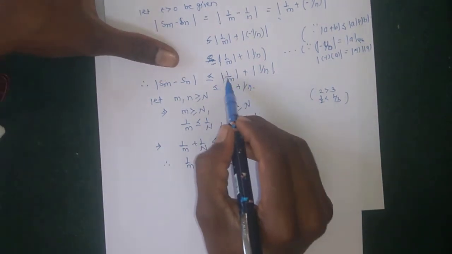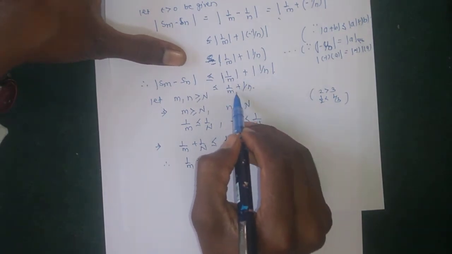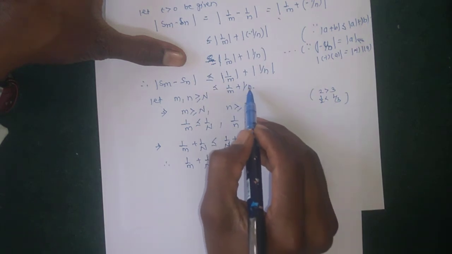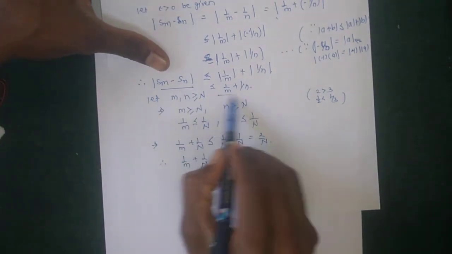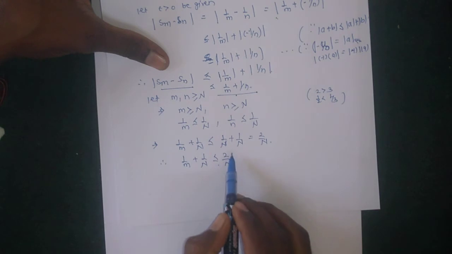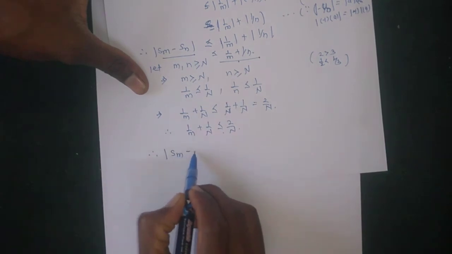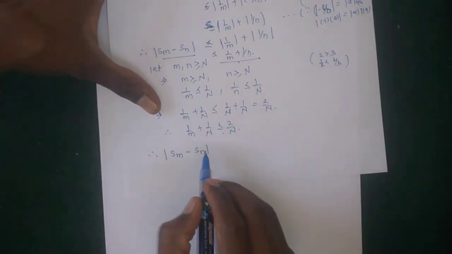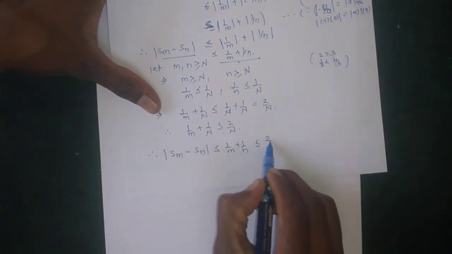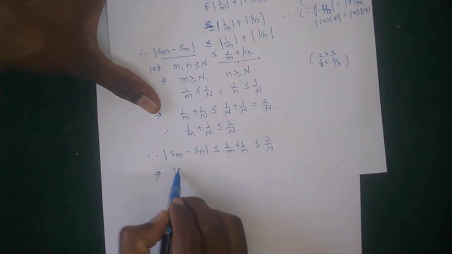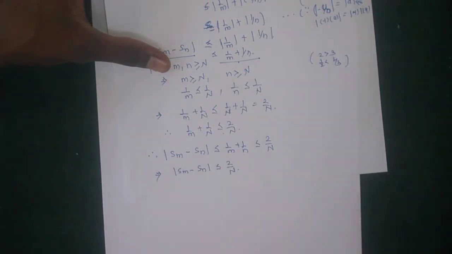Taking the modulus, we get the values: |1/m| = 1/m and |1/n| = 1/n. So 1/m + 1/n, and this value is less than or equal to 2/n. Therefore |Sm - Sn| is less than or equal to 1/m + 1/n, and this must be less than or equal to 2/n, which implies that |Sm - Sn| is less than or equal to 2/n.